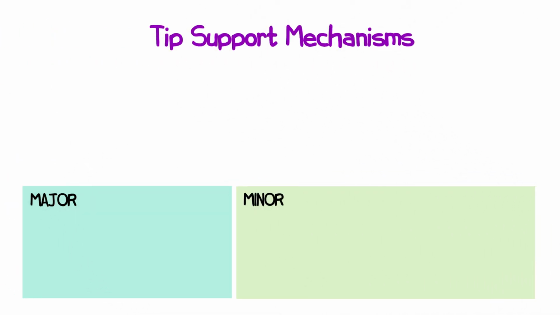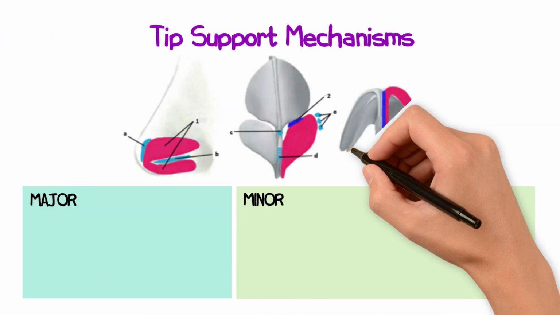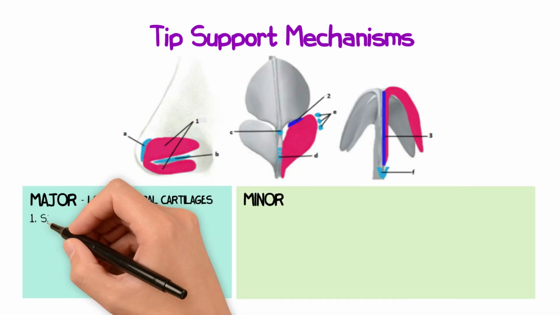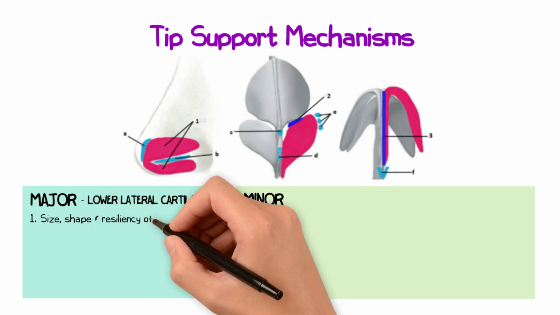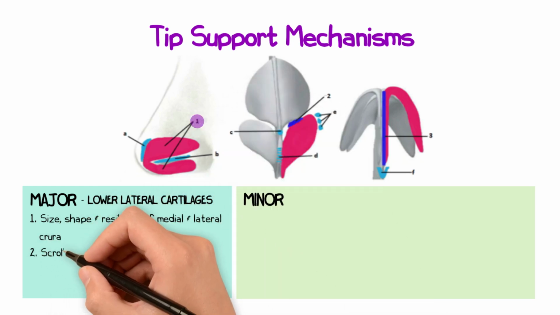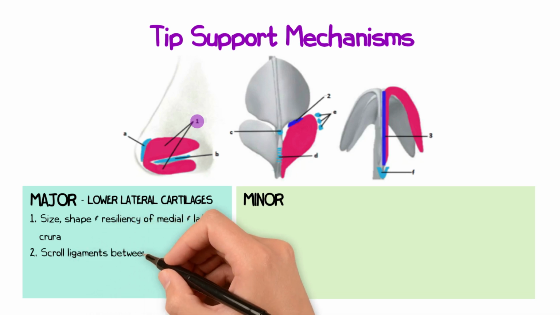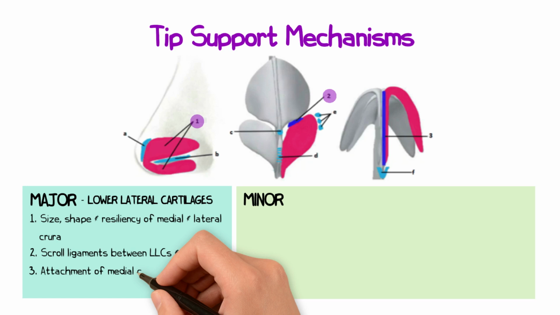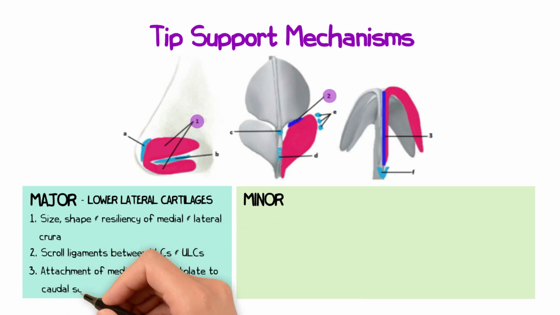What are the major and minor tip support mechanisms? I always think of the major tip support mechanisms as involving the lower lateral cartilages. They consist of: 1. The size, shape, and resilience of the medial and lateral crura, 2. The scroll ligaments between the lower and upper lateral cartilages, and 3. The attachment of the medial crural footplate to the caudal septum.